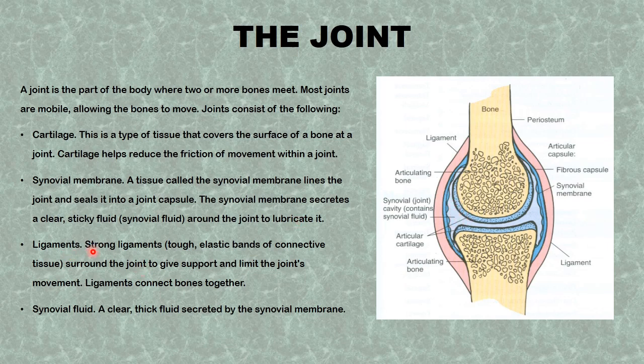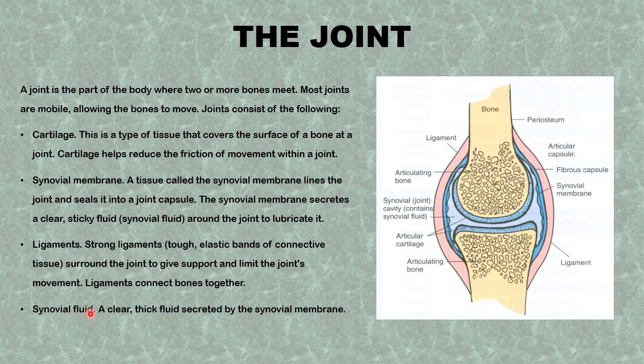Now we have the ligaments. Strong ligaments, tough elastic bands of connective tissue, surround the joint to give support and limit the joint's movement. Ligaments connect 2 bones together. So you can see this pink part here is the ligament. It helps to hold 2 bones together.